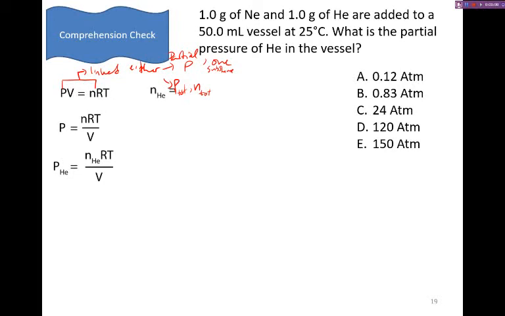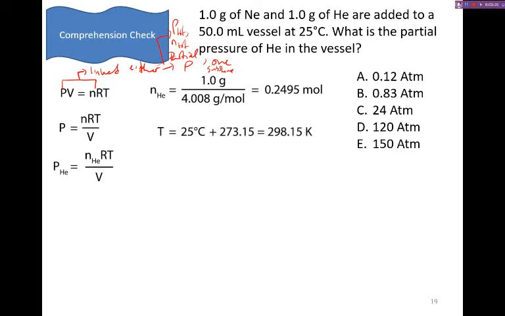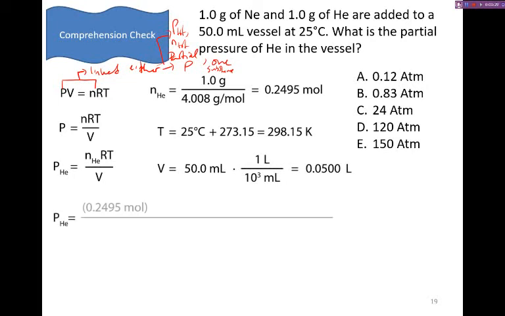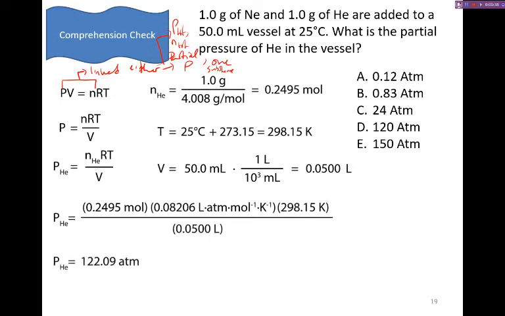The moles of helium, let's move this out of the way, is going to be equal to the mass divided by the molar mass, which is just about 1/4 of a mole. We convert our temperature from Celsius to Kelvin, and our volume from milliliters to liters. We can then plug all those values in and solve for the pressure, which is approximately 120 atmospheres.